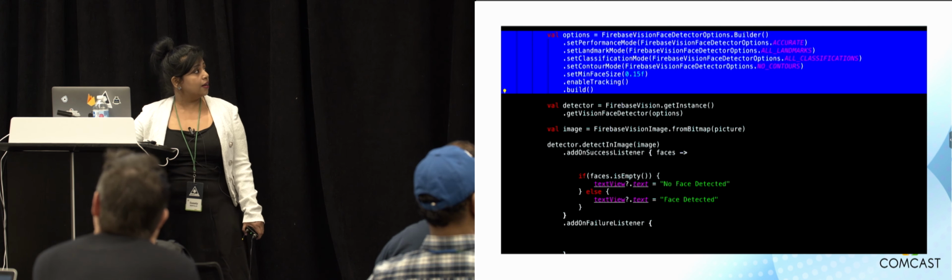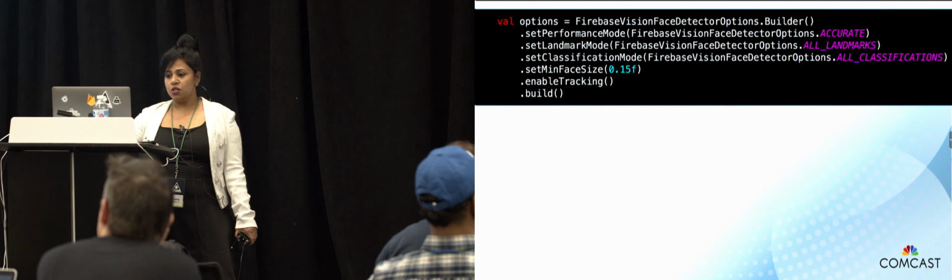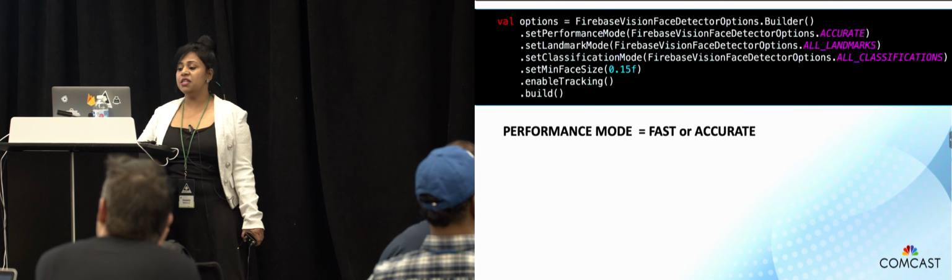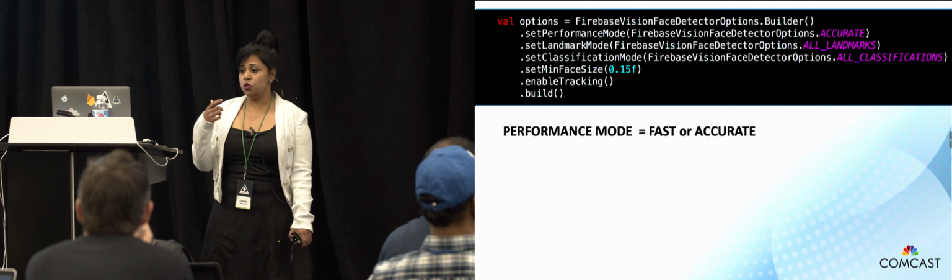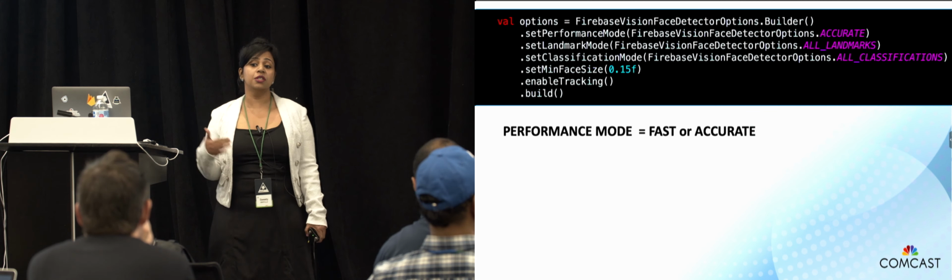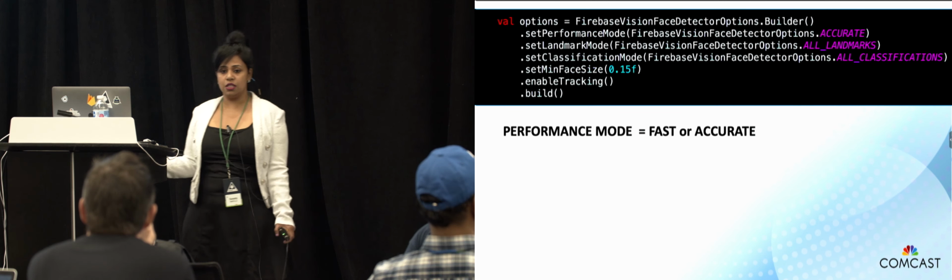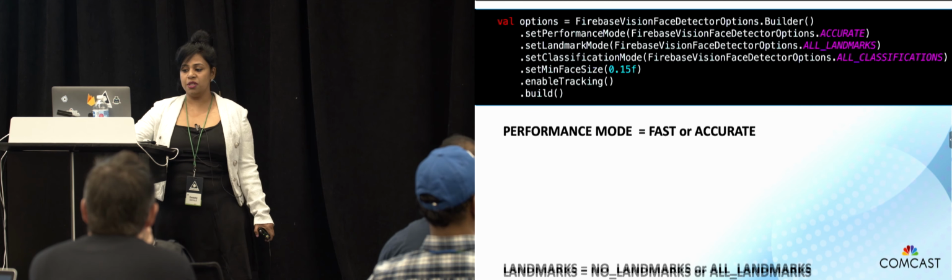Here you can see that I have set my options. What are these options? One is the performance mode. That means, when I'm doing live streaming and detecting the face, do I want to detect it fast, or do I want to detect it accurately? Fast is the default, so you can pick your performance mode.